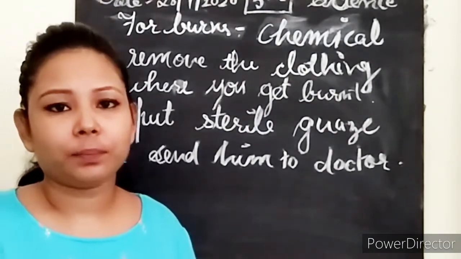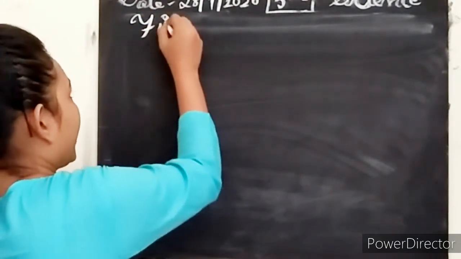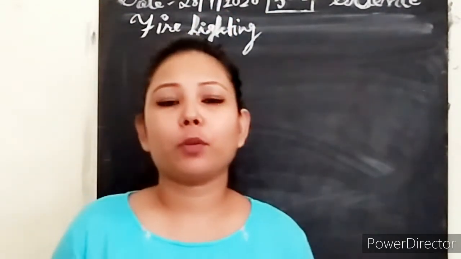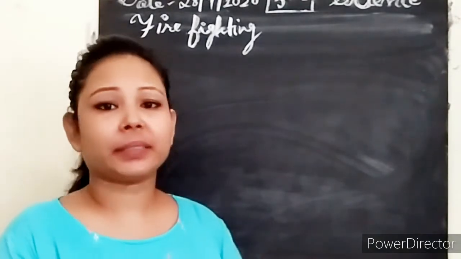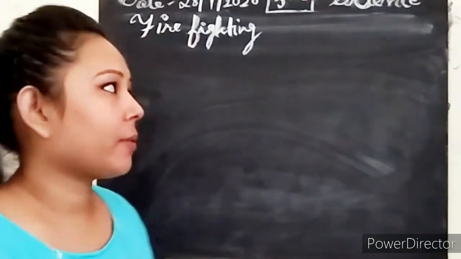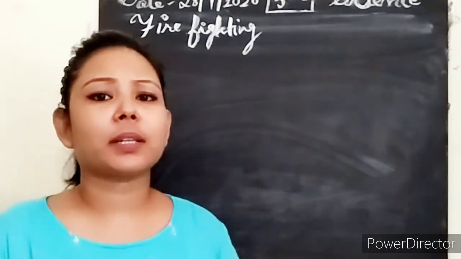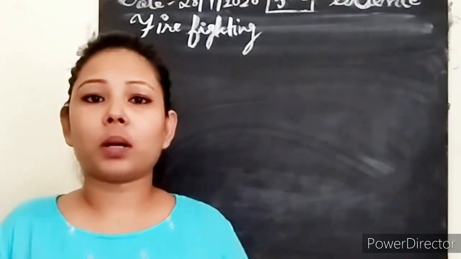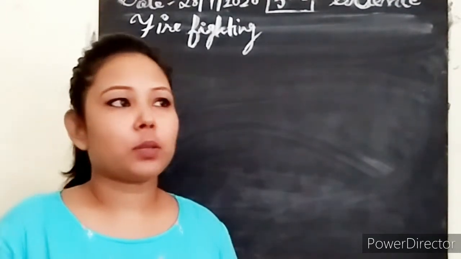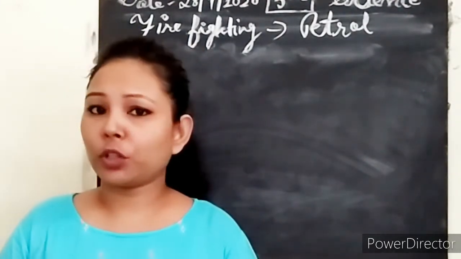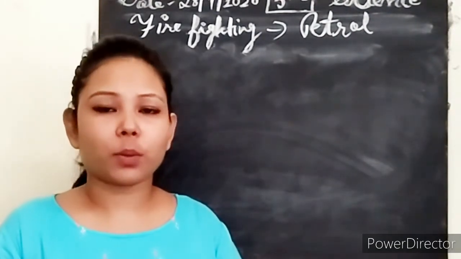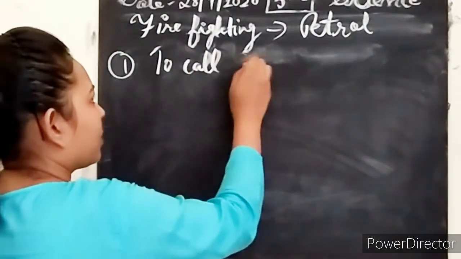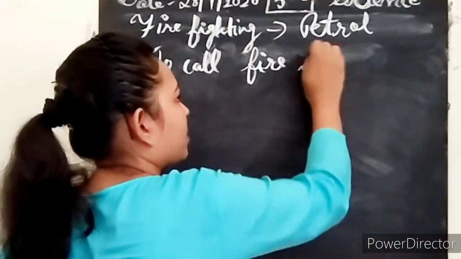Okay, and the next one we have is fire fighting. That means if you catch fire from different objects, what are the things that we need to do? If we talk about the different cases of fire, in any case of fire the first thing you need to do is call the fire brigade, the fire station.